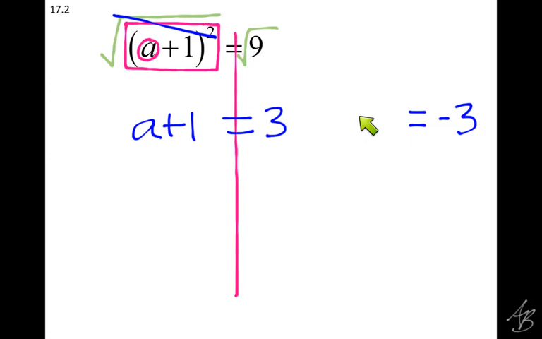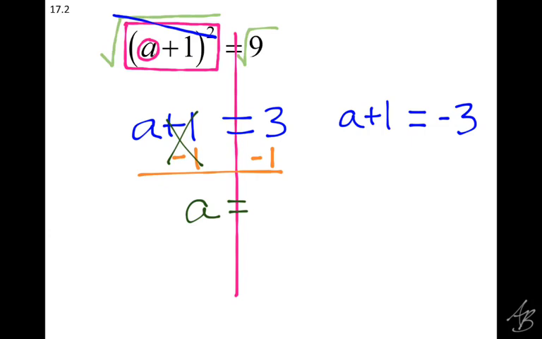What's going to be on the left side of this equation? A plus 1. So we do need to have both of these equations there, because 3 times 3, or 3 squared, is 9, and negative 3 times negative 3 is also 9. Now we're going to keep solving like we normally do. So we're going to get the a by itself here by doing what? Subtract 1. And when those 1's cancel on the left side, a is all by itself.